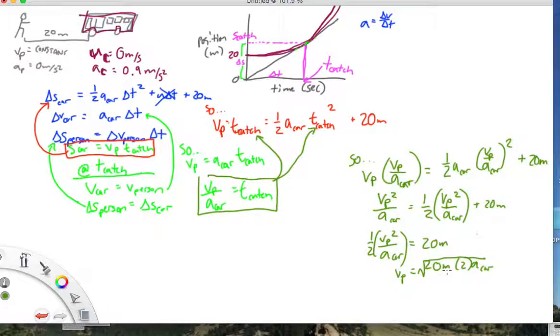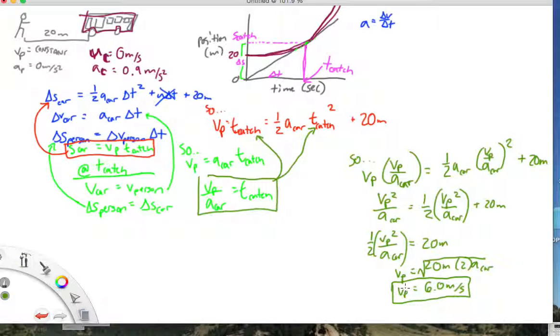Oh man, we found out. So we know what the acceleration of the car is, the streetcar. 2 is a number, 20 is a number, and so we can solve for VP. So the velocity of the person turns out to be 6.0 meters per second. Okay, that's important. That's actually question number 2.